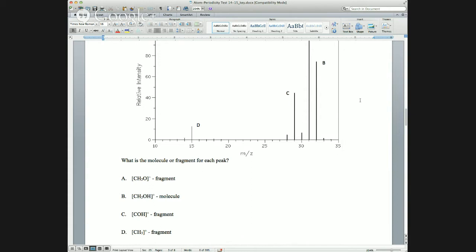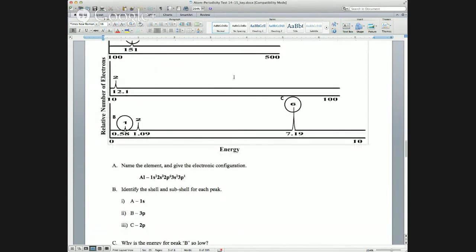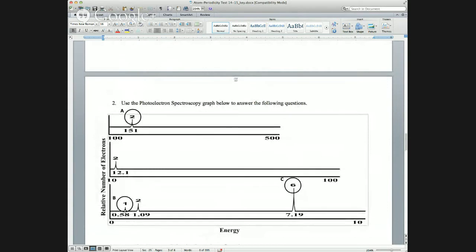Okay, so that's mass spec. So I've answered the mass spec question. Please ask another question. In the meantime, since we're talking about spectrometry, we should talk about photoelectron spectrometry. So this is free response number 2.